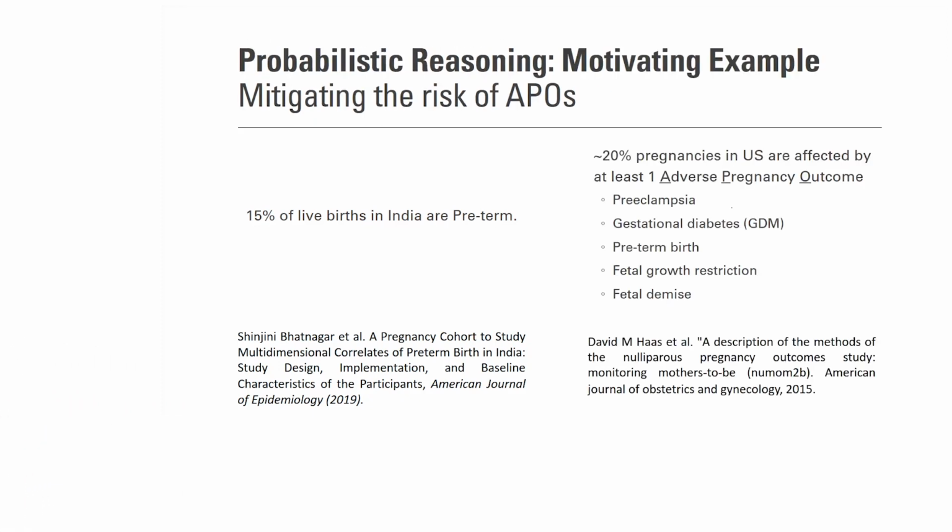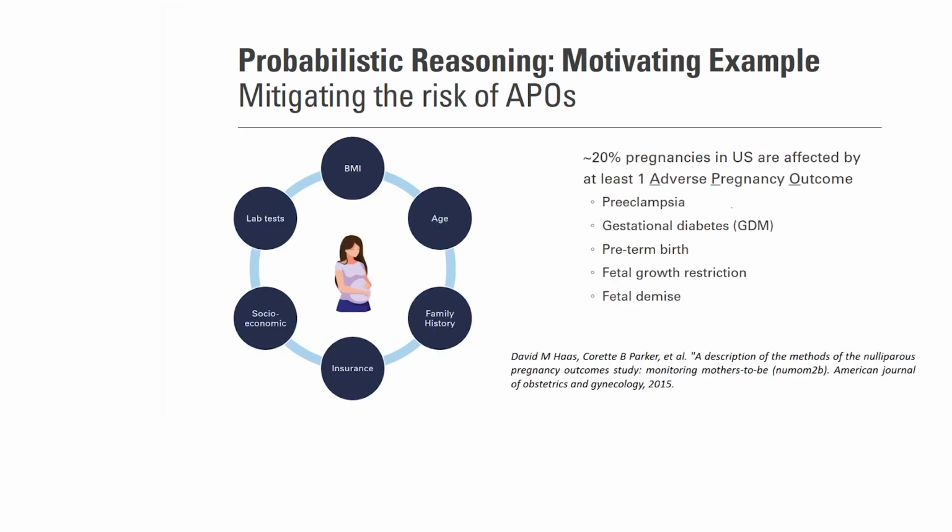So let's consider the example that we looked at yesterday, where we are interested in a healthcare domain, modeling risk factors that affect adverse pregnancy outcomes, like preterm birth, gestational diabetes, etc. This is an important problem because, like he said, even in India, 15% of the births are preterm, and this is also an issue in the US, right? So if you look at a setting like this, what does your data look like?